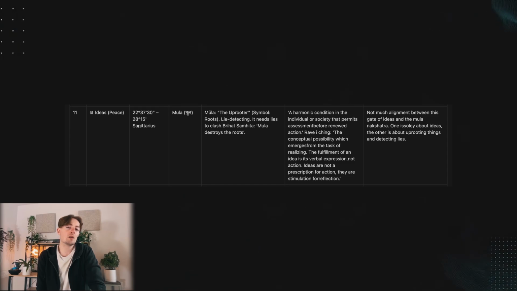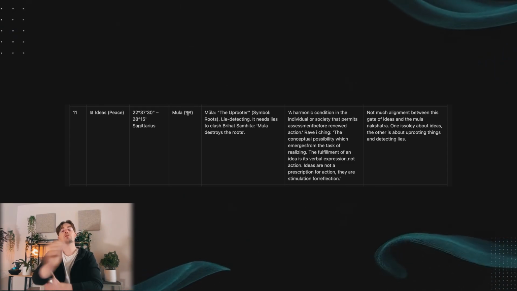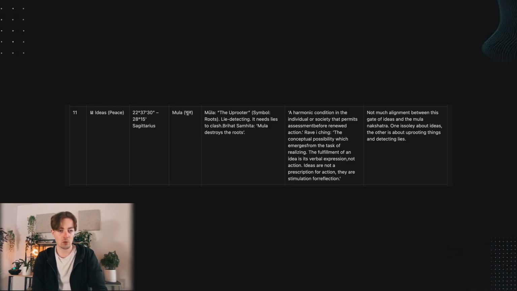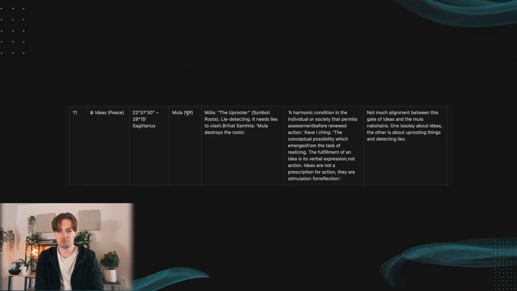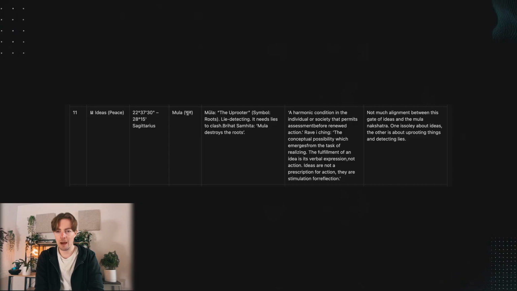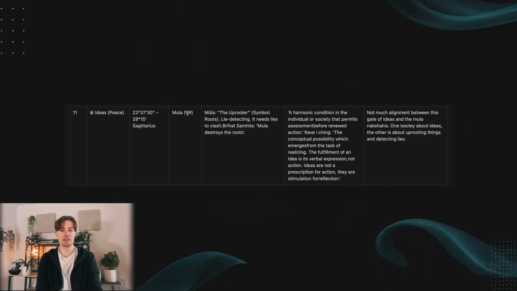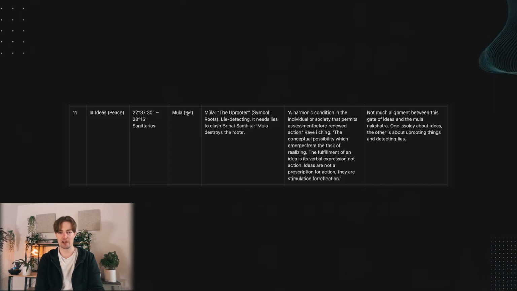Kind of works well with being in Sagittarius, which is ruled by Jupiter, more expansive and positive, this planet of wisdom. But I don't really see the alignment to the Mula Nakshatra. One is solely about ideas, the other is about uprooting things and detecting lies. So not really a clear match on that one.